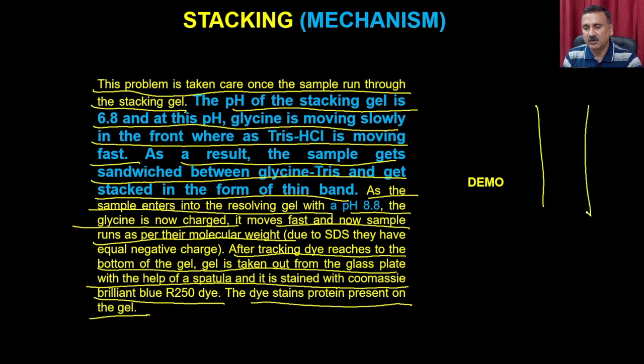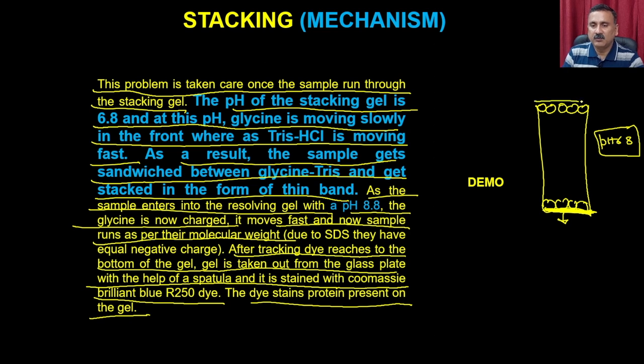So, this is actually going to be the well, right? And you are going to have the sample on the top, and you are also going to have a sample at the bottom. You are going to have a pH of 6.8 in the stacking gel, okay? At pH 6.8, the glycine which is also present in the running buffer is going to work as a block. So, it is not going to allow these molecules to run beyond this, okay?